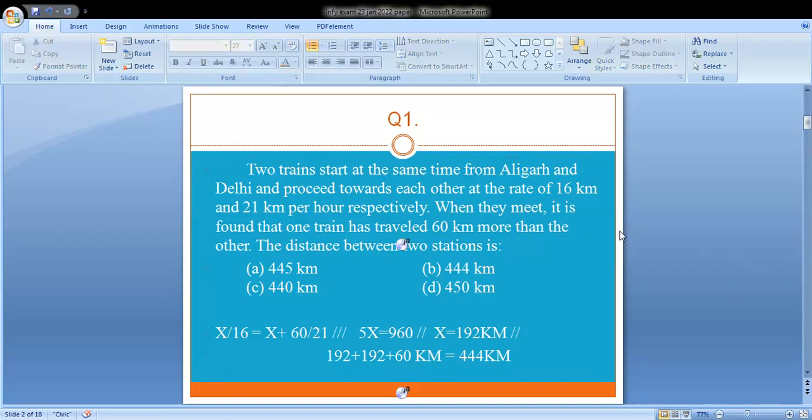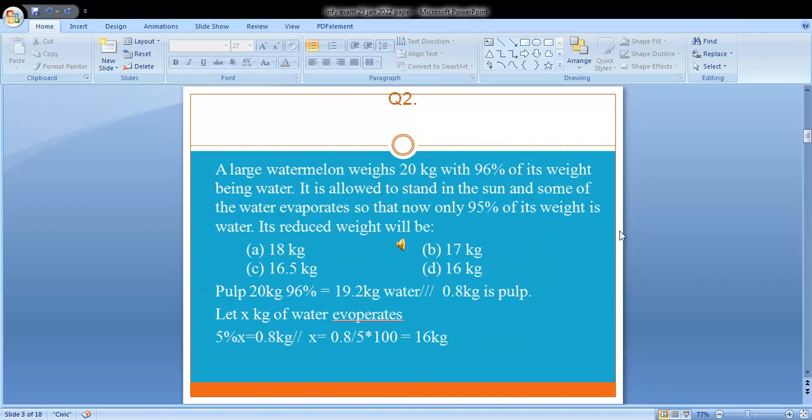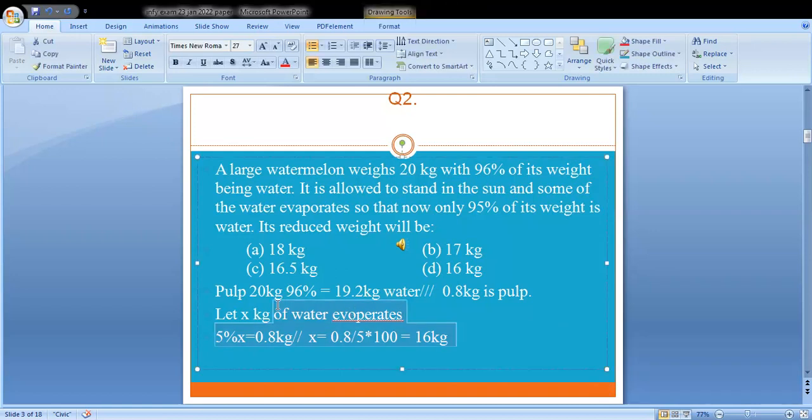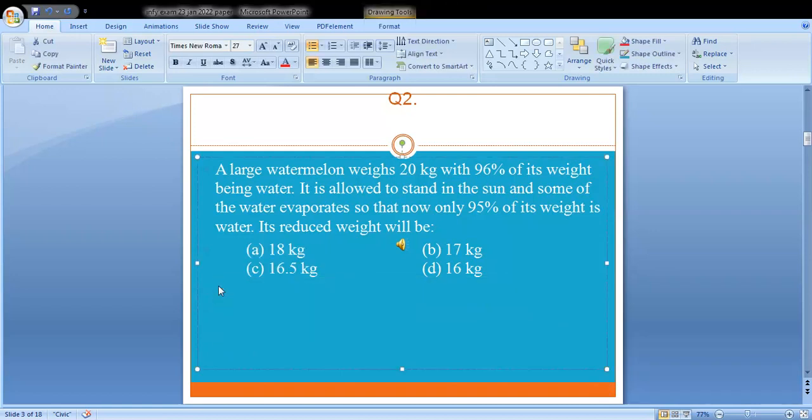Let us go to the next one. A large watermelon weighs 20 kgs, with 96% of its weight being water. So the watermelon is 20 kg.